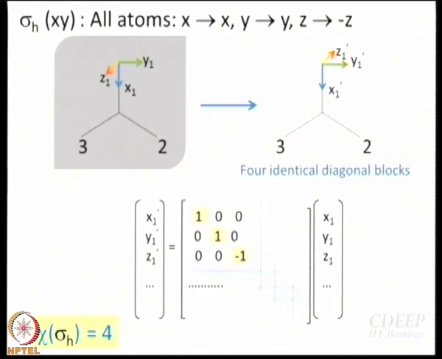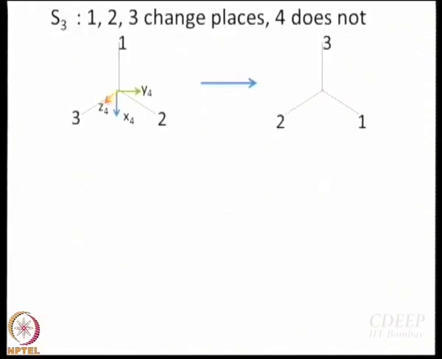Now, next S3. S3 once again, it is like C3. 1, 2 and 3 change places and 4 does not. The only difference is what? Z also becomes minus Z, unlike the previous one. So, same matrix as C3, same block. The only difference is that the 3 3 element is minus 1 instead of plus 1, right.